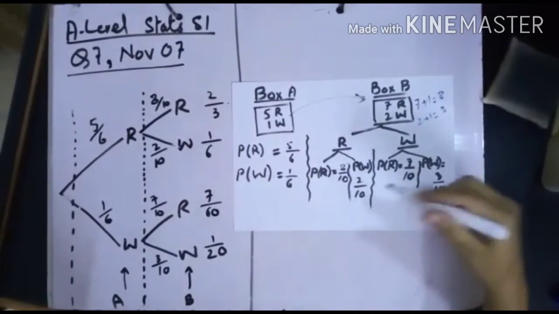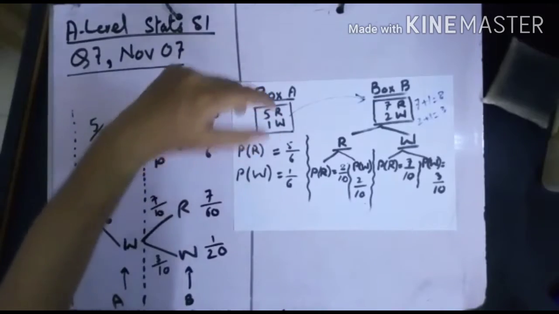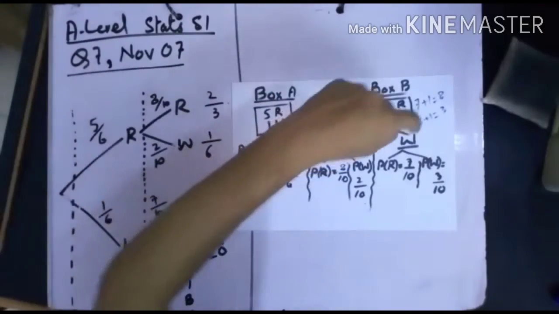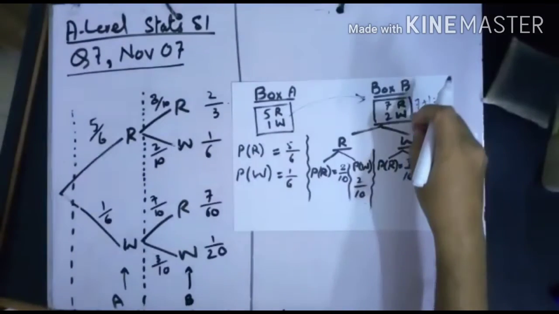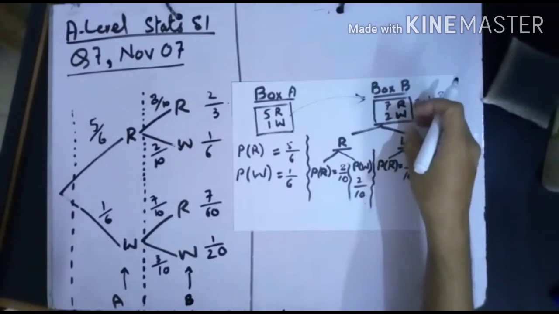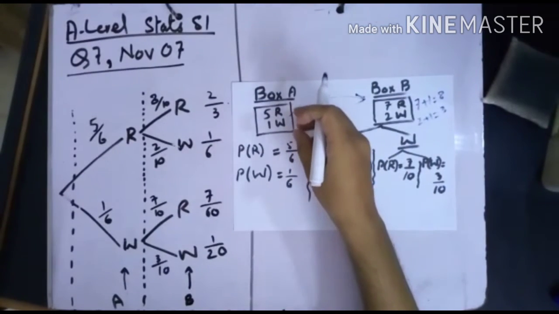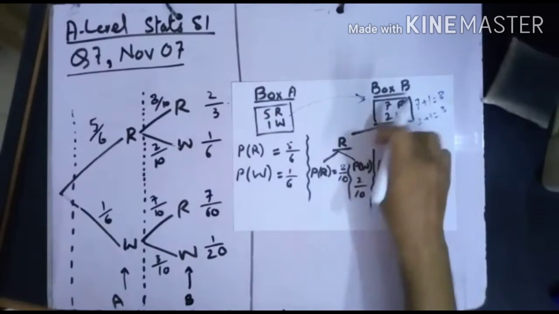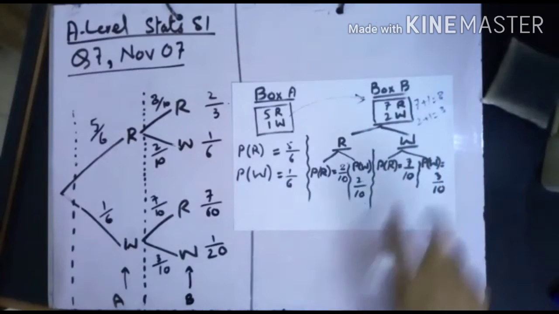So these are all the probabilities of having red and white from box A, these two, and red and white from box B. But there are 2 cases. The probability of drawing the paper clip from box B depends upon the drawing of paper clips from box A. If this is red, these 2 are the cases. If this is white, these 2 are the cases.